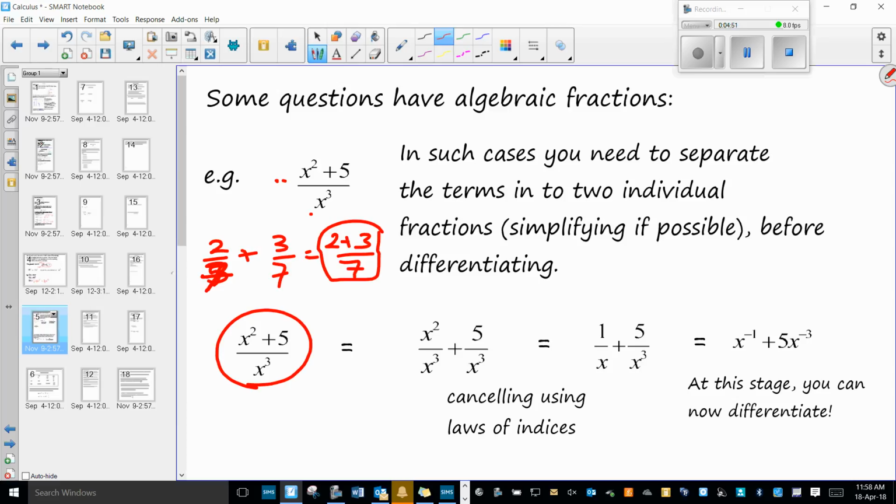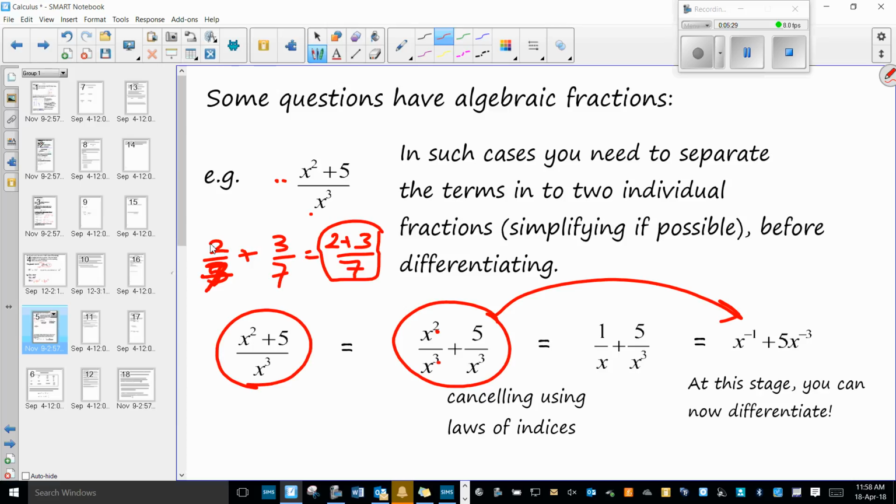Now, once I've got this, I need to make my life as easy as possible. And I know that x squared over x cubed can be simplified, because I've got x times x on the top and I've got x times x times x on the bottom. So I'm going to cancel using laws of indices. So I've got 2 on the top, 3 on the bottom, which leaves me with just 1 on the bottom. Now you may prefer to go from this one straight to this one, to be honest, because 2 subtract 3 gives you -1. Okay, so this middle one may be a bit more confusing.